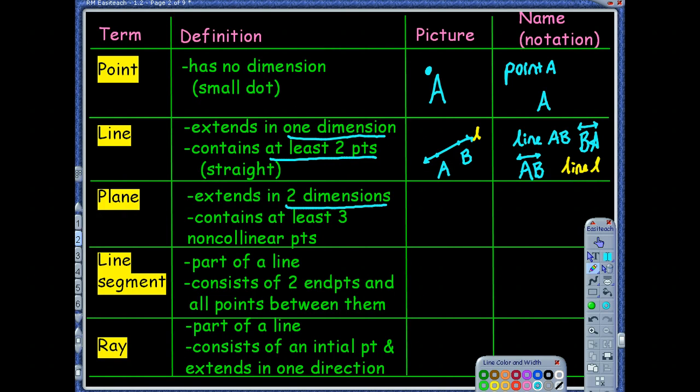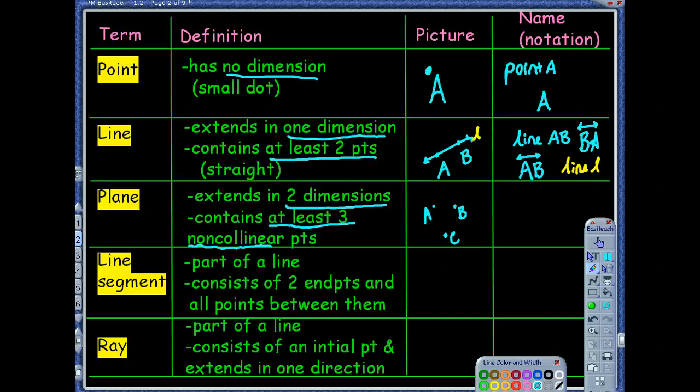It also contains points, but notice a plane contains at least 3, and it says non-collinear points. We'll come back to that word shortly. So it has to have at least 3 points. When you draw it, she's going to start by drawing 3 random points. Notice they're not all on the same line. That's what non-collinear means, and collinear means on the same line. Non-collinear, not all on the same line.